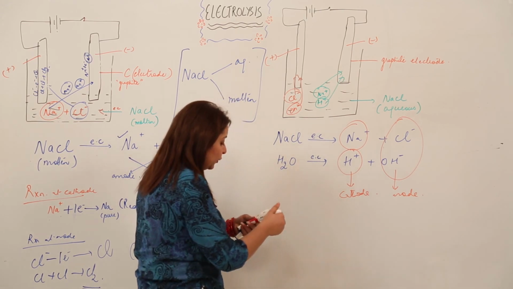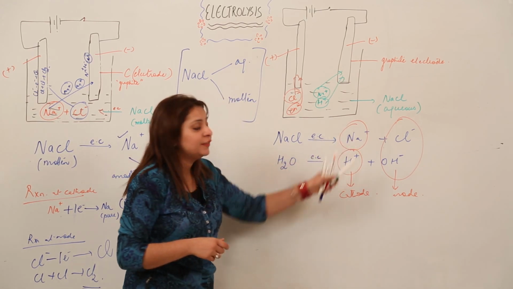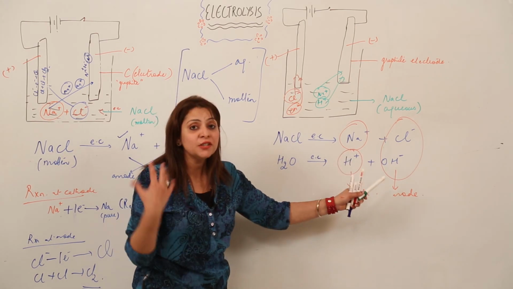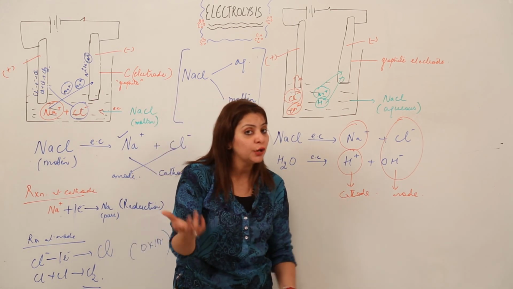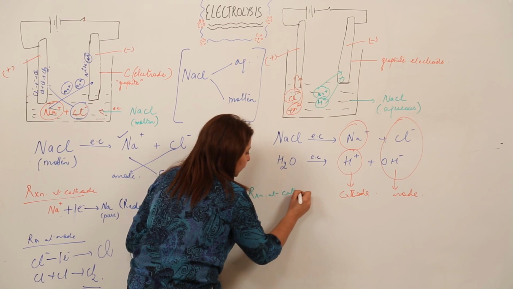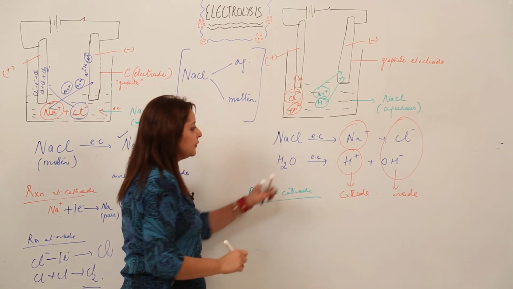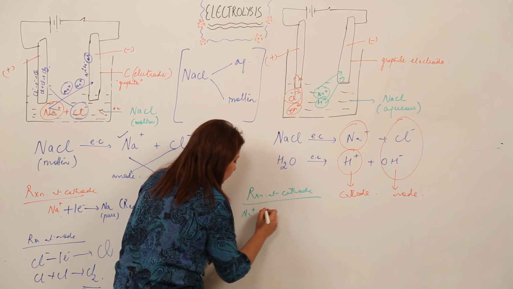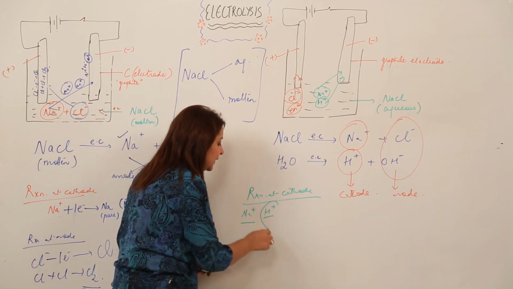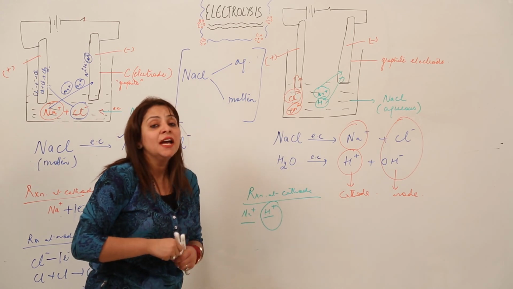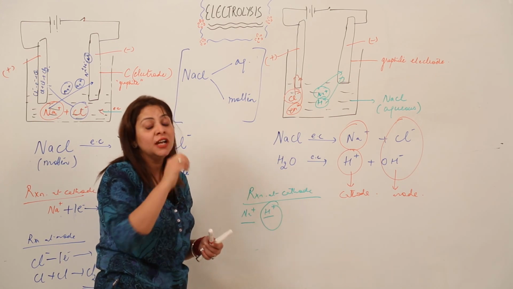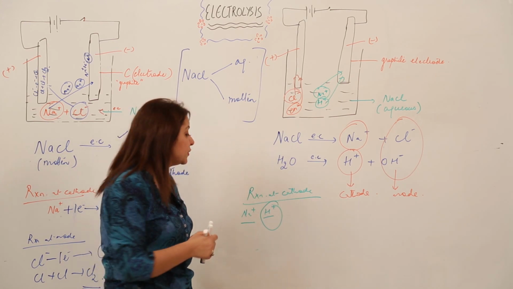So as I've told you, on the cathode, let us see which has the lower reduction potential and is going to show reduction, and which one is going to show oxidation. So, the reaction at the cathode: out of this Na and H ion, which has the lower reduction potential? Obviously it is the hydrogen ion. So that means Na and H ions both will go to the cathode, but out of them, which ion will be reduced? Only the hydrogen will be reduced.